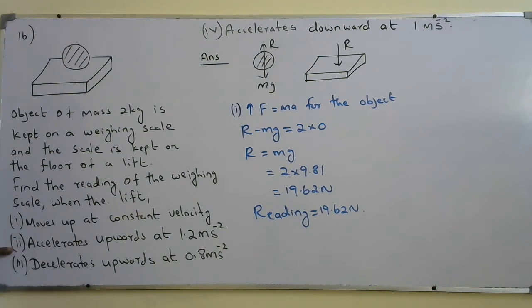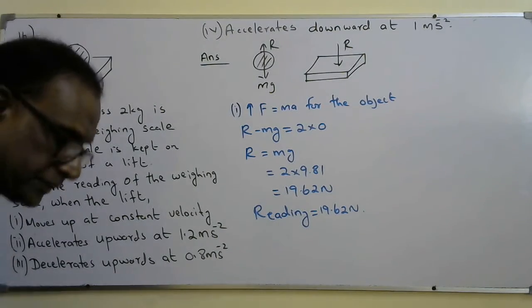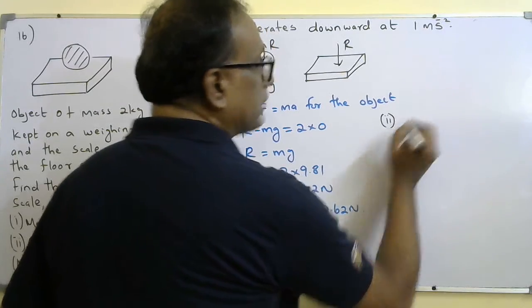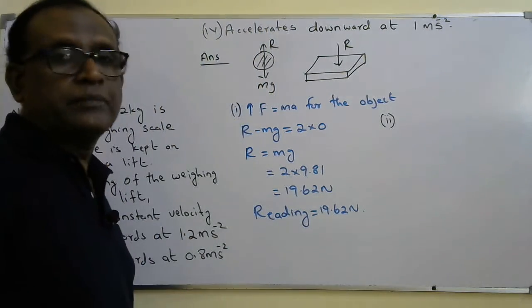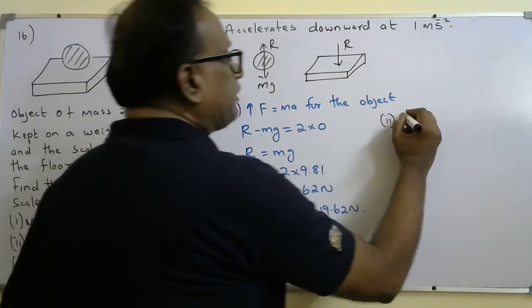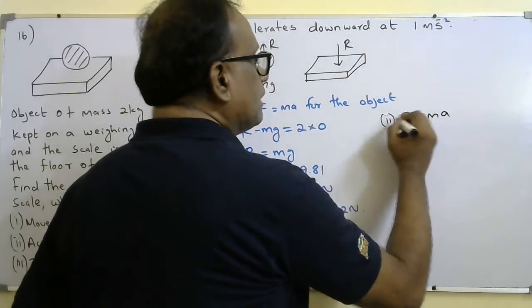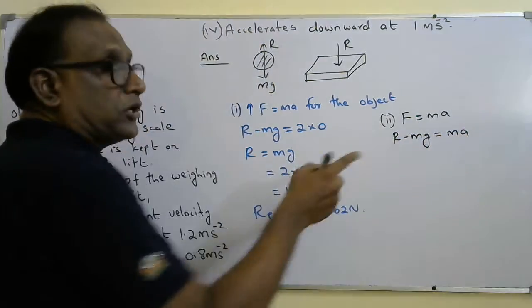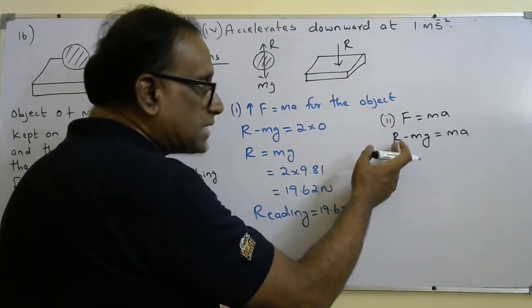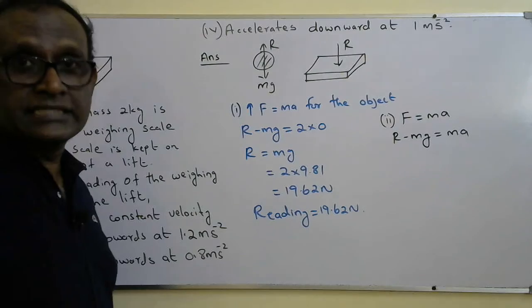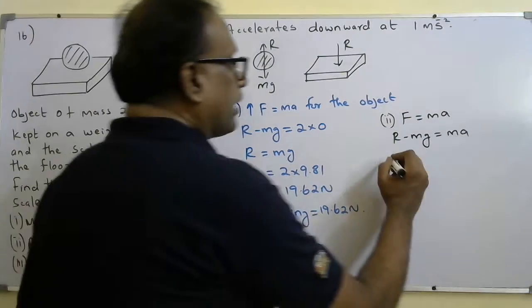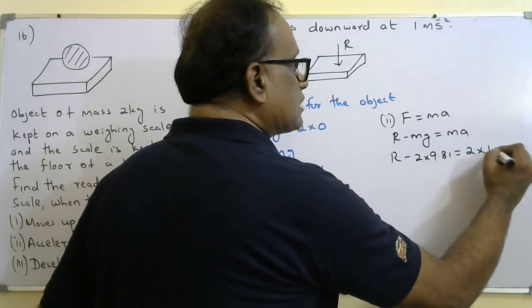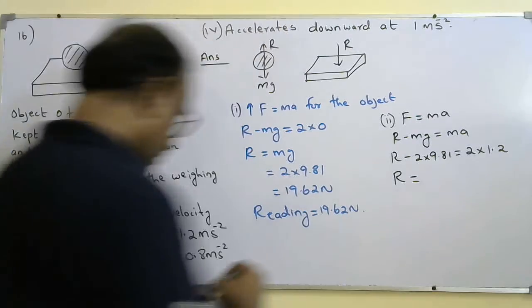Right, second part, the lift accelerates upwards at 1.2 meters per second squared. So the object also should accelerate upwards at 1.2 meters per second squared. So I am using F equals ma upwards for the object. R minus mg equals ma, because accelerating up means the resultant force is up, so R must be greater than mg. Then only the object can accelerate upwards. So R minus 2 into 9.81 equals 2 into 1.2. Solve it for R.